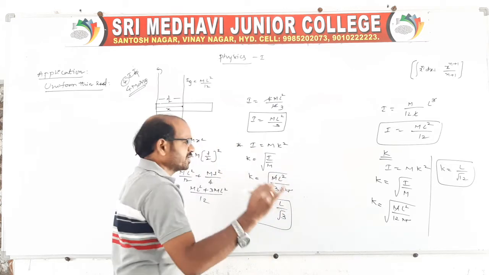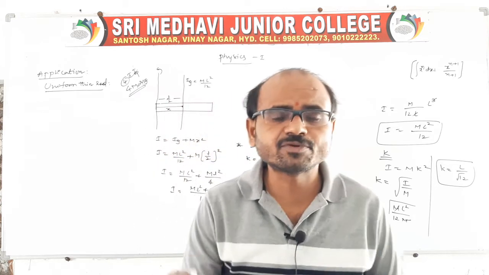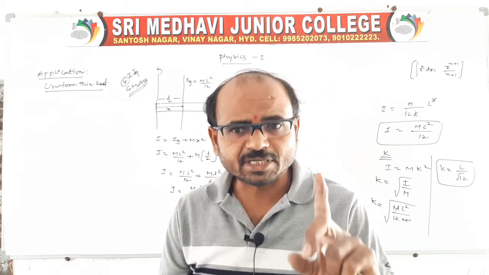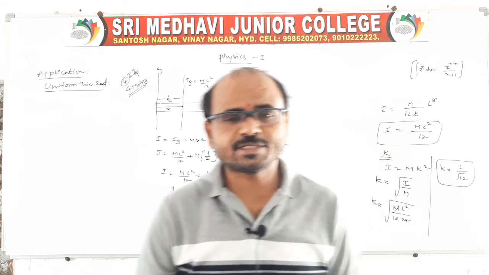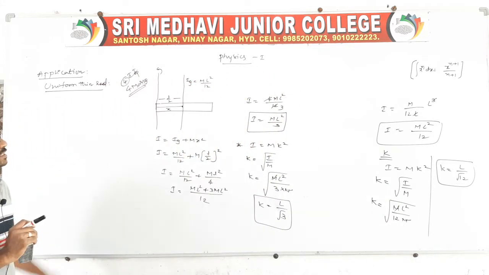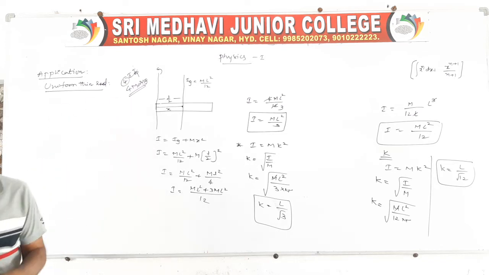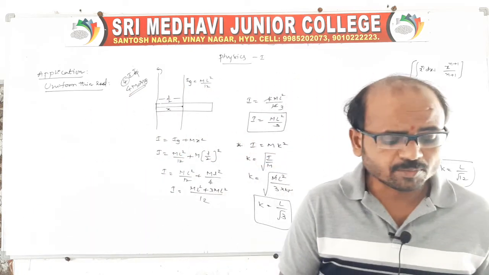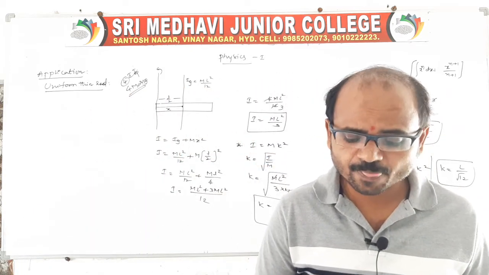For each and every regular body we have to say the moment of inertia, as well as we have to write the radius of gyration also, for all regular bodies. Clear? Like this we can take the first, the uniform thin rod relation question, right? So everyone, you should practice these derivations.